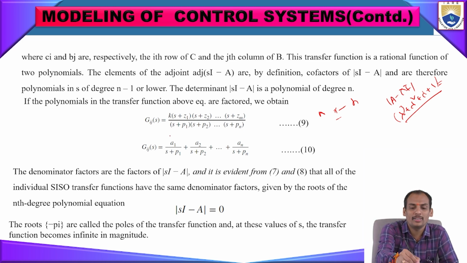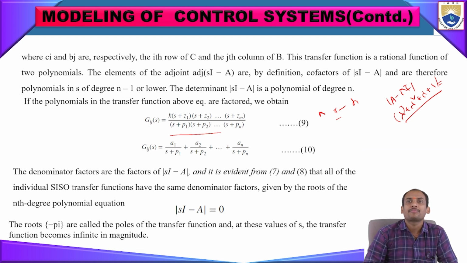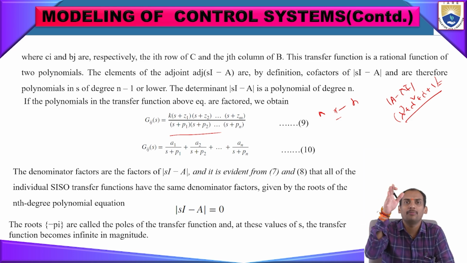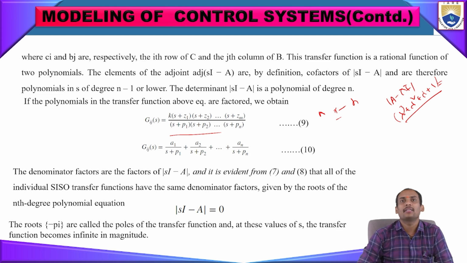So that is what we have given here: S of S plus P1, S plus P2, up to S plus Pn. And the numerator is like Z1, Z2 and Z3, and these are the coefficients of each matrix involved in this. So that is like K into S plus Z1, and K into S plus Z2, up to S plus Zm, like we are making it into partial fractions.